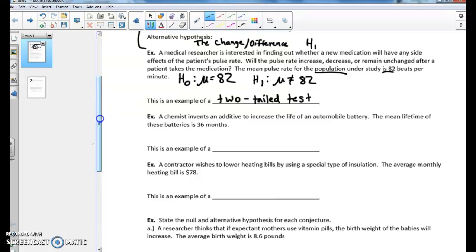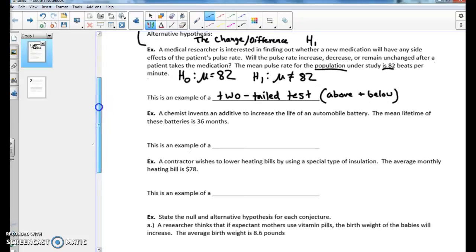Okay, and you can think of that as like above and below. I say that meaning like we can be above 82 or below 82, right? Doesn't really matter here if it's down to 80 or 78, or if it goes up to like 85 or 90 or 92. Above or below are things that could happen in this scenario. Okay, so that's a two-tailed test. We'll come back to some of this here later too.